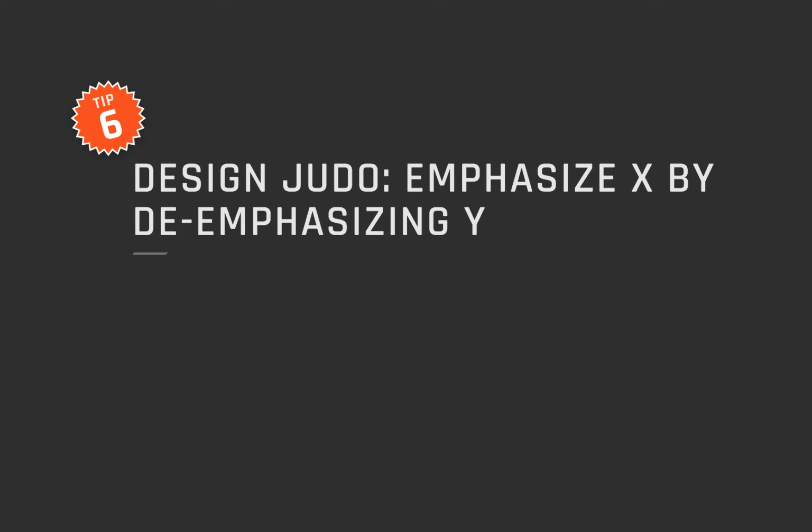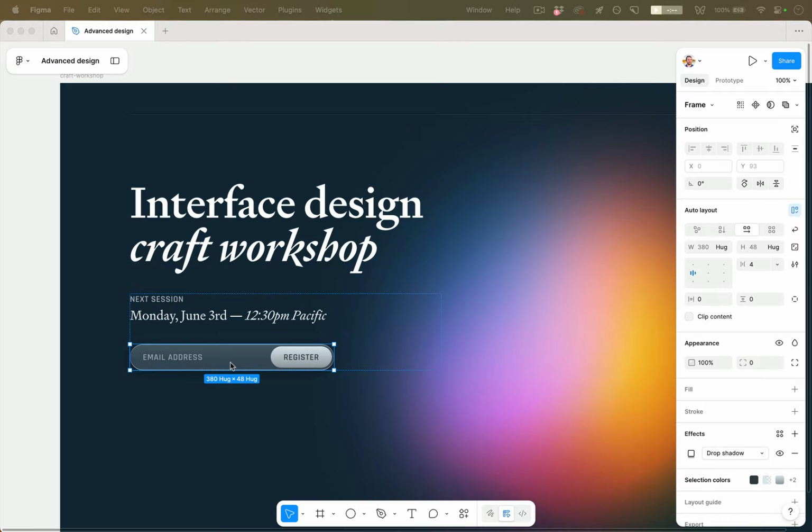Tip number 6, design judo. Emphasize X by de-emphasizing Y. Okay, so we've identified that this frosted glass text box doesn't actually look frosted. It doesn't have a background with contrast below it. What are we gonna do about it?